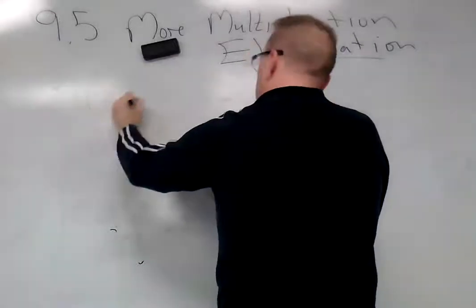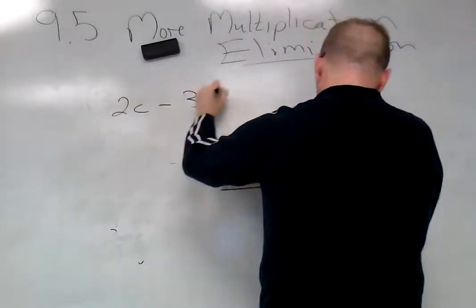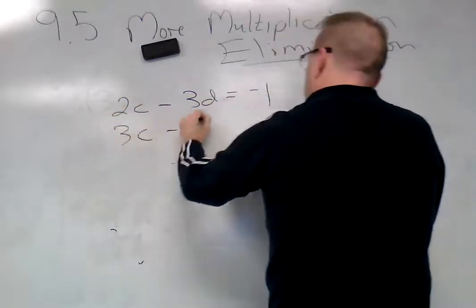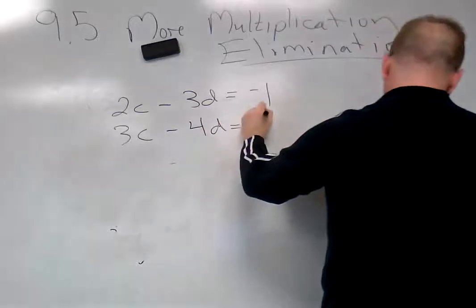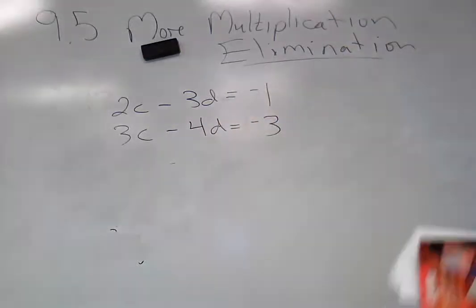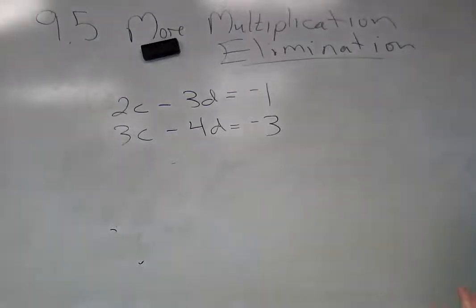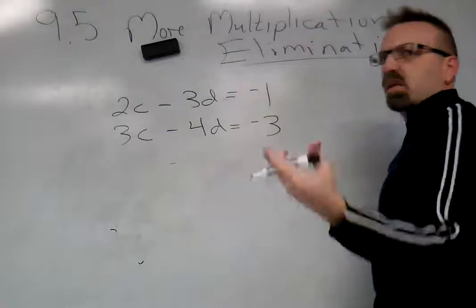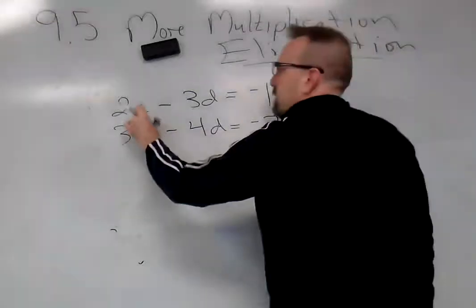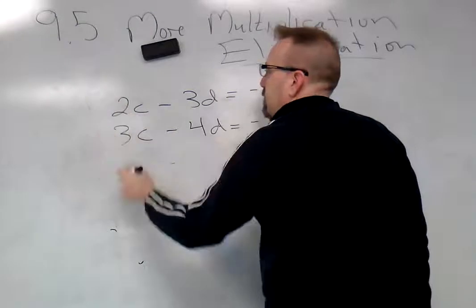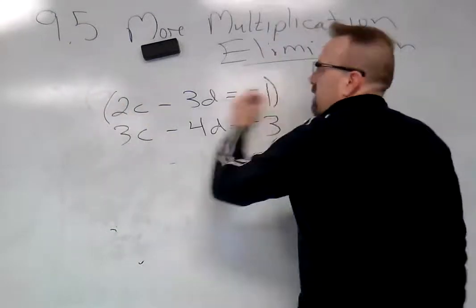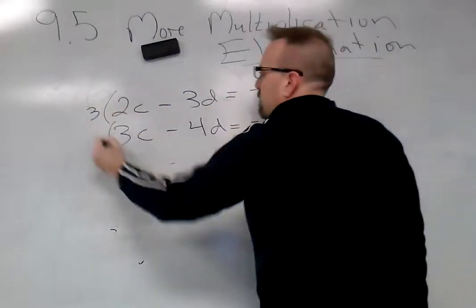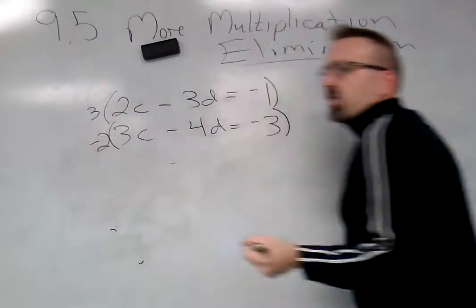Let's say we have 2c minus 3d equals -1, and 3c minus 4d equals -3. So again, we could get rid of either c or d. These two, we would need 6 or we would need 12, but it doesn't matter which one. This one is a little bit smaller multiplication, so that's probably what I would choose. So we said we need 6. So this one's going to be 3. So if that's +6, this one needs to be -6. So -2.